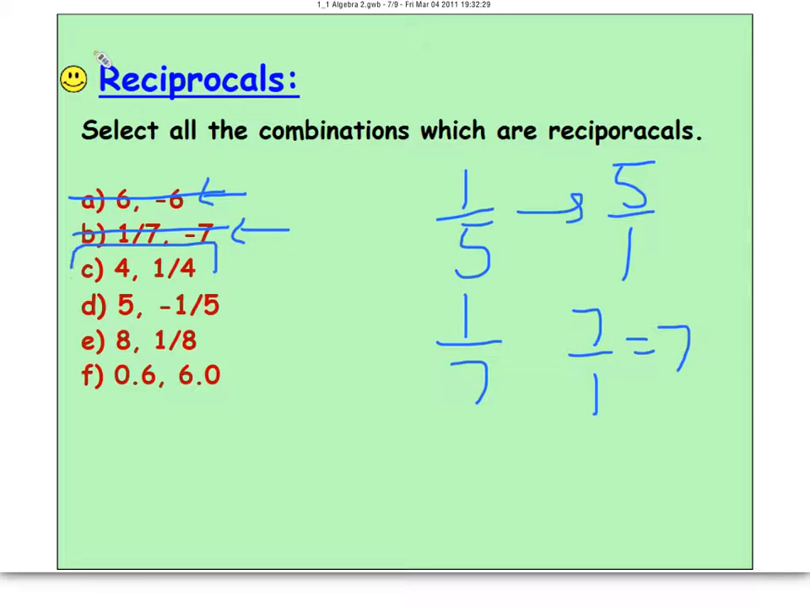Letter C is a reciprocal. That works. Letter D is close to being a reciprocal, but D is a reciprocal and an opposite. Letter E, if I take 8, I can write it as a fraction, which is 8 over 1. The reciprocal of 8 over 1 is 1 over 8, so E is the correct answer. And F is not applicable.